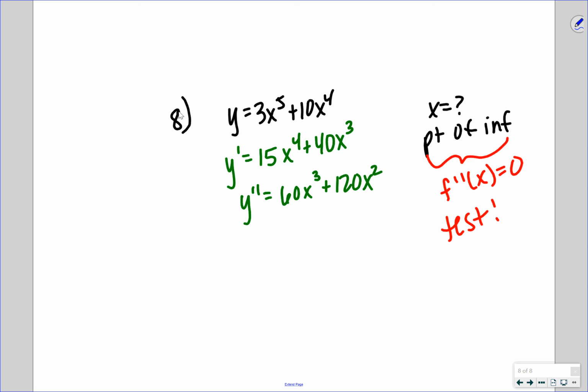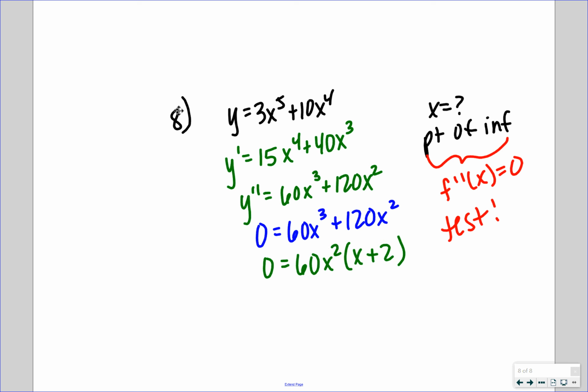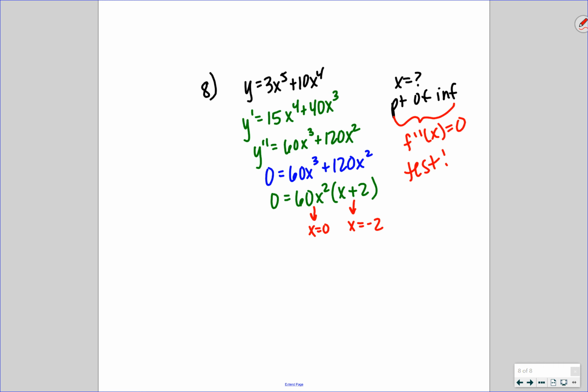Is that equal to 0? 0 equals 60x cubed plus 120x squared. I'm going to factor straight from here. Pull out 60x squared. I'm left with x plus 2. My zeros are 0, negative 2. Need to see which one of these gives me an actual change in inflection, or maybe they both do. Negative 2, 0. Numbers around them. Negative 3, negative 1, 1.